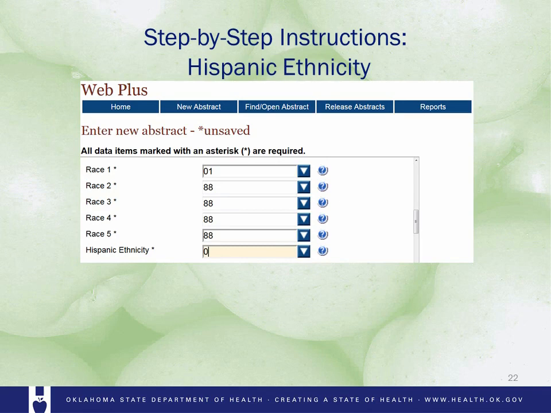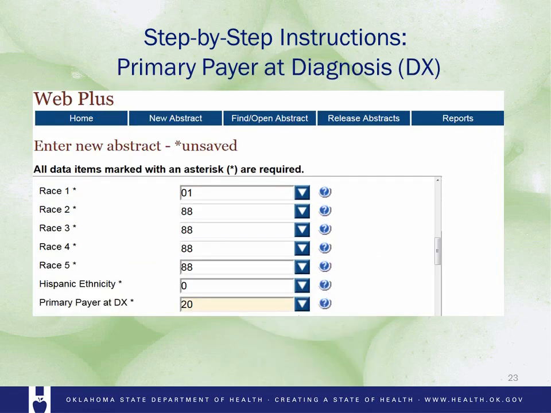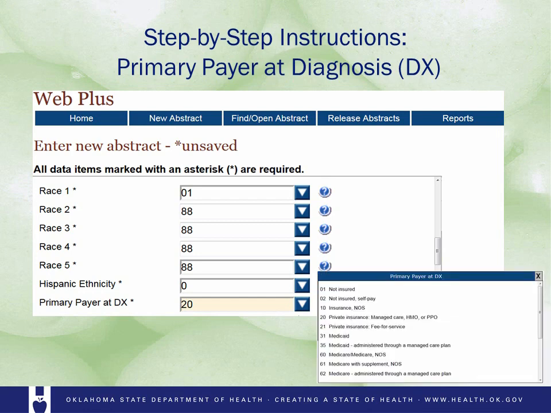To record Hispanic ethnicity, use the drop-down menu and select the patient's Hispanic ethnicity. If ethnicity is unknown, select 9 for unknown. For primary payer at diagnosis, use the drop-down menu to select the code that describes the primary payer or insurance carrier at the time of the initial diagnosis and/or treatment. If primary payer is unknown, select 99 for unknown.